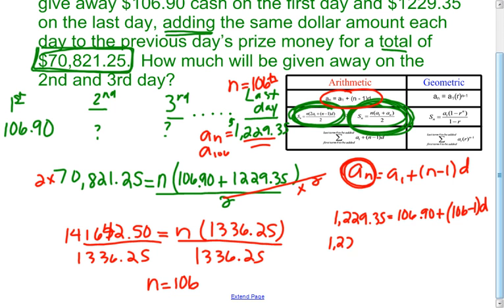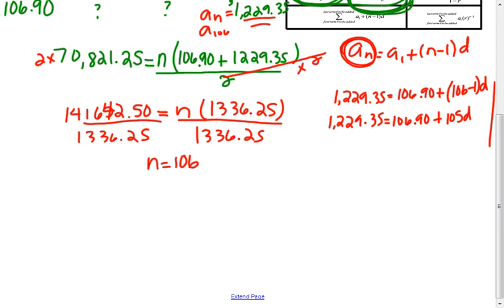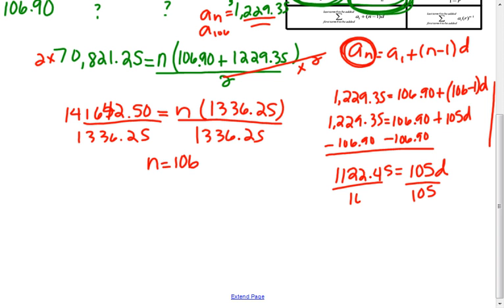So $1,229.35 equals 106.90 plus 105d. And I will subtract 106.90. And I will get $1,122.45 equals 105d. Divide by 105. And d comes out to be $10.69. So what they're adding on each day is $10.69.